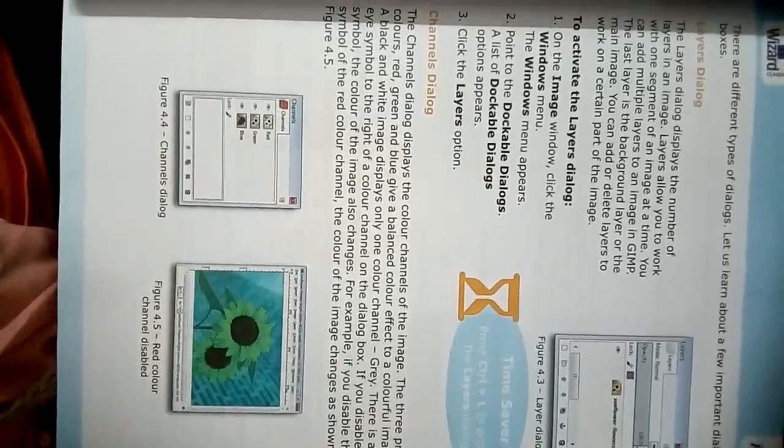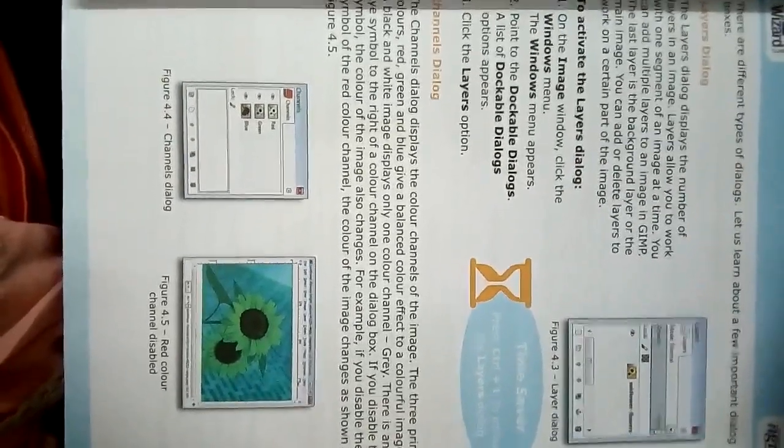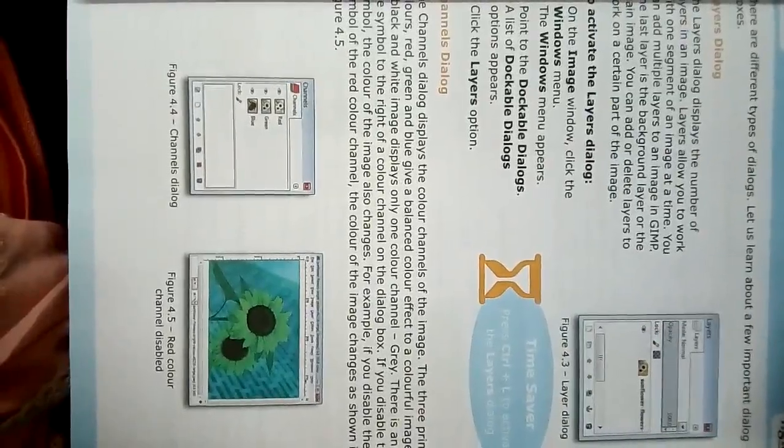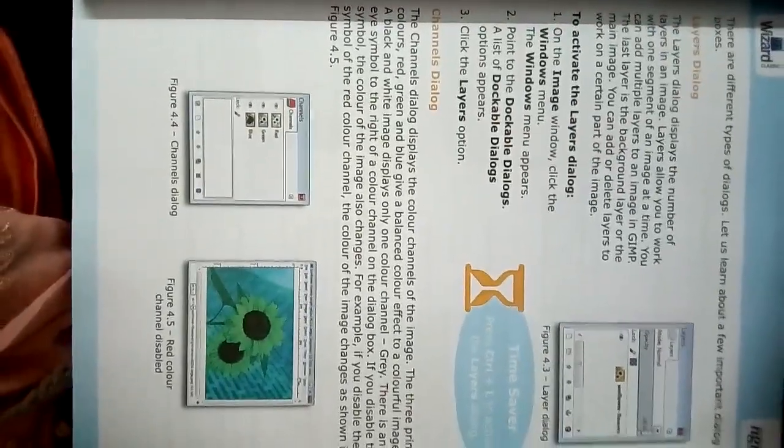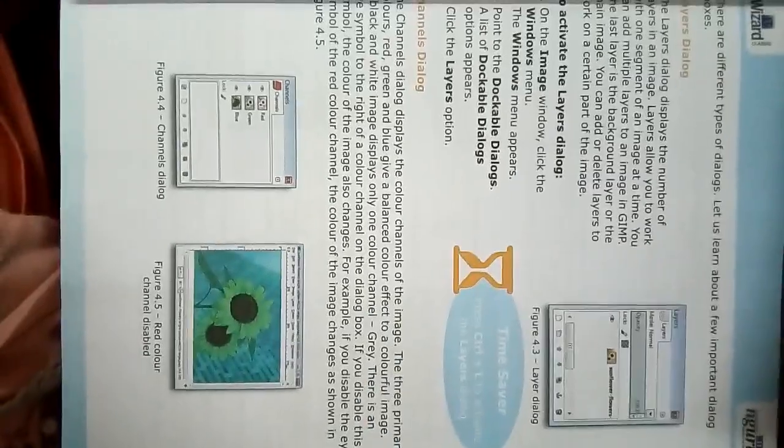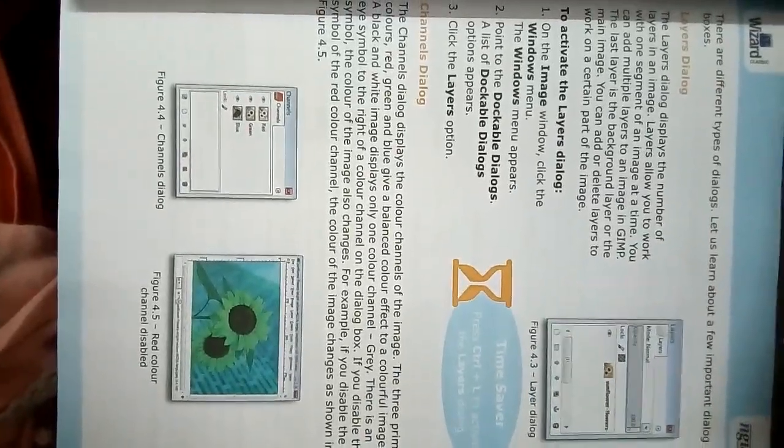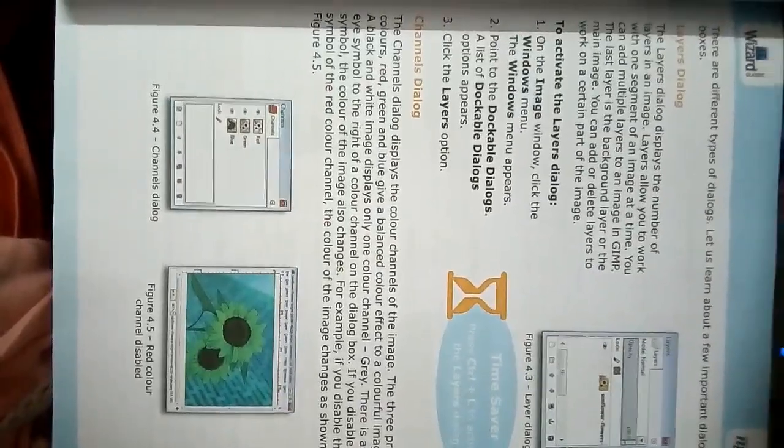Now in this, suppose your image is black and white, then only one color it will show, that is gray. But if the image is colored, then primarily it will show you three colors: red, green and blue. Which one you want to see, you can select.